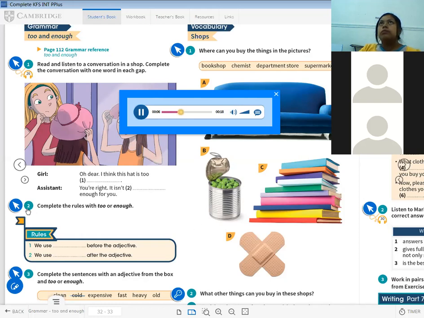Oh dear, I think this hat is too small. You're right. It isn't big enough for you.